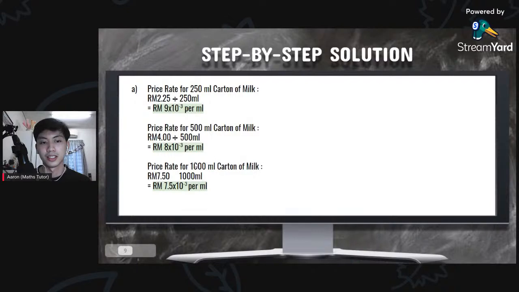Just now the question provided 1 liter, right? You need to convert it to ml. 1 liter equals 1000 ml, everyone knows, right? So it's the same thing: 7.5 ringgit divided by 1000 ml. Sorry, 1000. So you can get the answer. This is the price rate, the highlighted one.